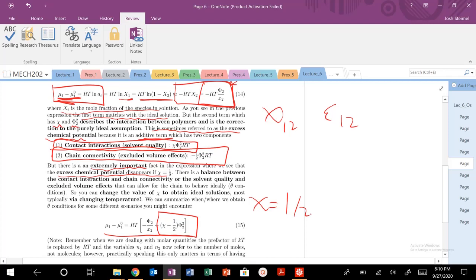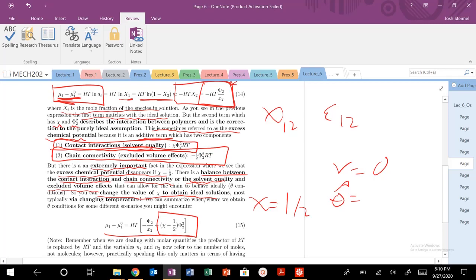It disappears, right? At chi equals 1/2, there's a balance between our contact interactions and our chain connectivity. Or you can think of it as our solvent quality and our excluded volume effects. So when chi is equal to 1/2, we obtain our ideal solution model. The chain is behaving completely ideally. So when chi is equal to 1/2, we're at our theta condition. Our excluded volume is 0 in this case. So there's this balance between the contact interaction and the chain connectivity, or our solvent quality and our excluded volume effects.